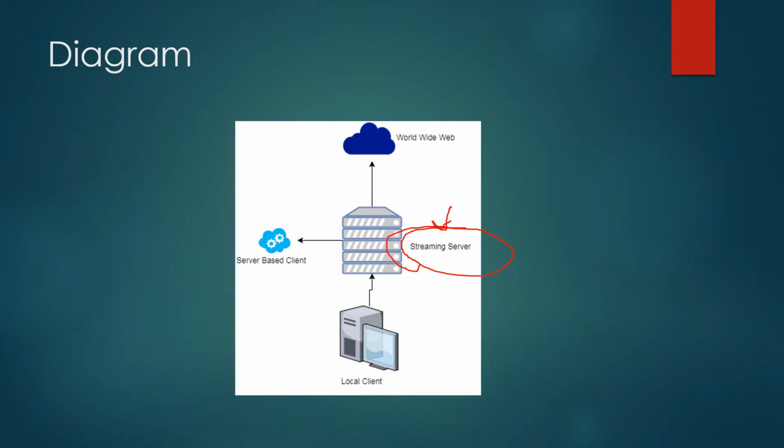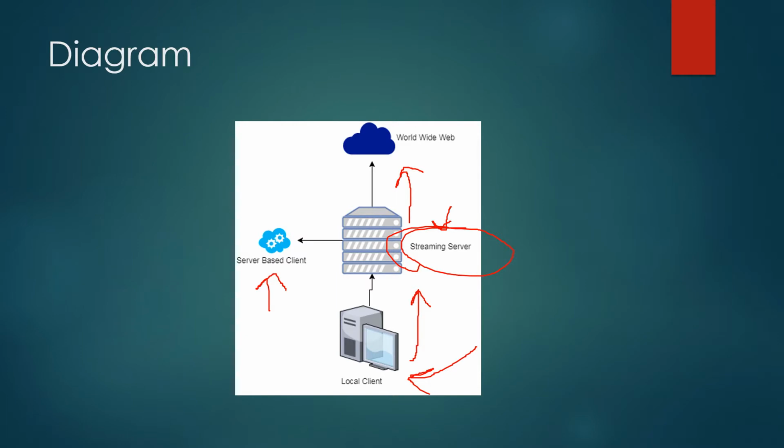Now you can have multiple clients. You can have a server-based client, or you can have a local client. Both can stream audio files, so it depends on what you need. You can also use both. Basically the client, whether server-based or local, sends the radio, so the music files, to the server, and then that server encodes them again and streams them to the World Wide Web.